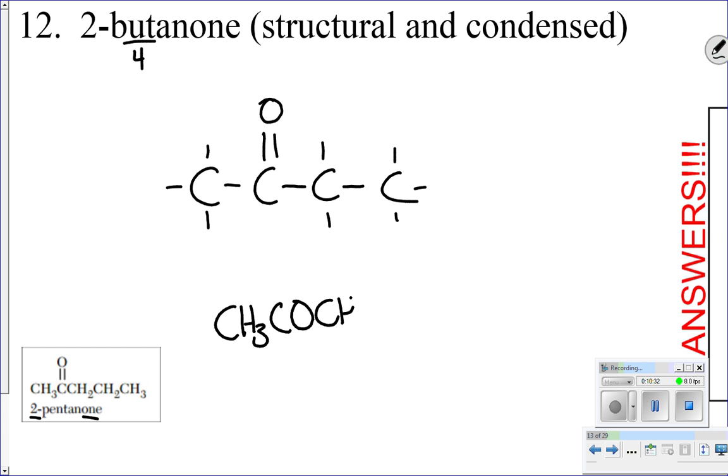CH3COCH2CH3. Often when you have to write a condensed formula, you're going to notice it's easier to draw the structural formula first and take it from there.